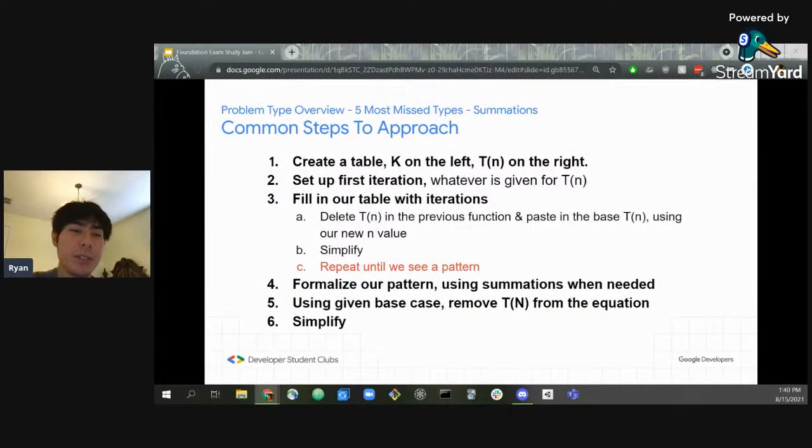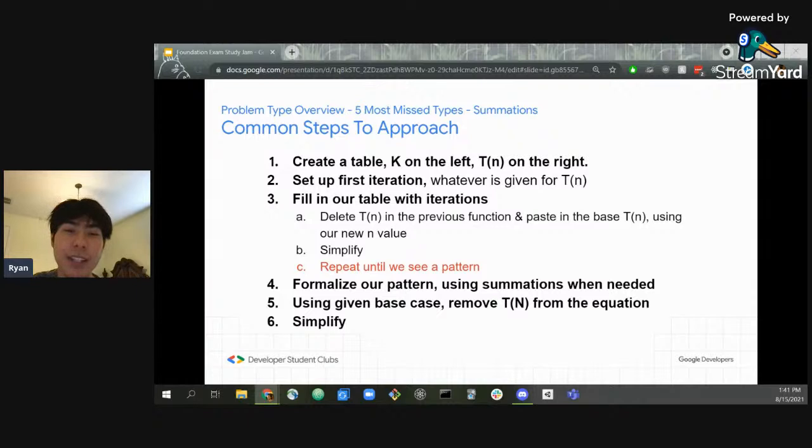Now we're going to go over the common steps I like to utilize when it comes to resolving a recurrence relation problem. Once again, this is not the end-all be-all way to solve a recurrence relation problem, but this is just my way in order to make it easier and more approachable.